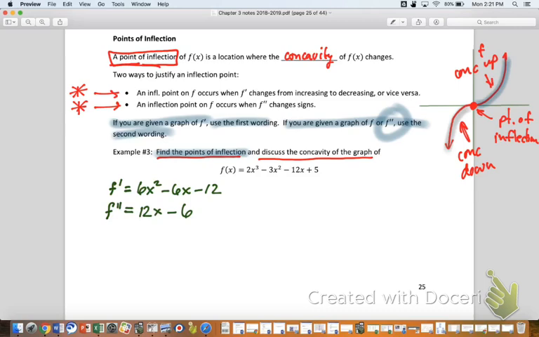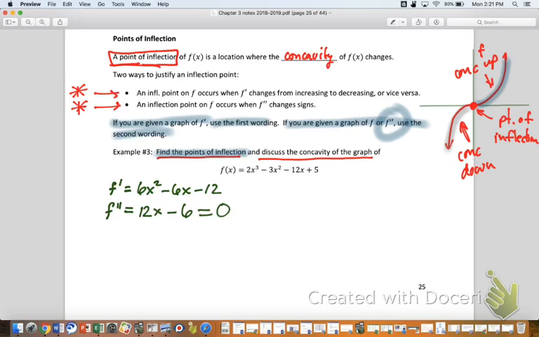So I'm looking for where f double prime changes signs. What might be a key feature to help me find where f double prime changes signs? Yeah, wherever f double prime equals 0. That might be the place where, if f double prime is going to change signs, it probably would be there. So I'm going to put equals 0.